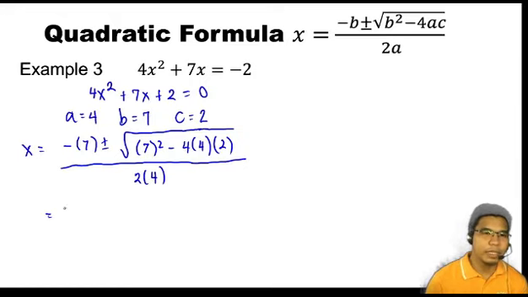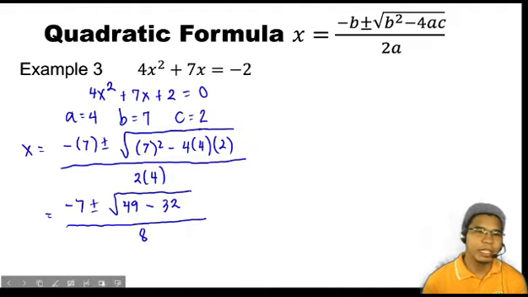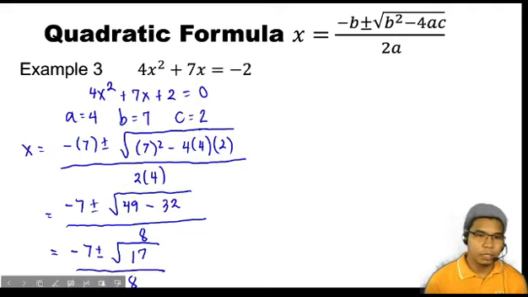Negative times 7 is negative 7. Plus and minus square root of 7 squared is 7 times 7. That is positive 49. Negative 4 times 4 is 16. 16 times 2 is negative 32. All over 2 times 4 is 8. Then simplify natin yung nasa loob ng square root. That is negative 7 plus and minus 49 minus 32 is 17 over 8.